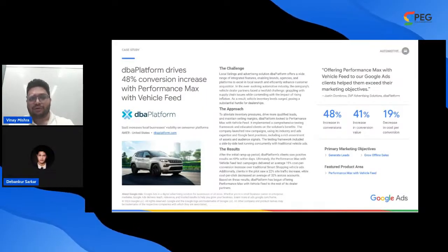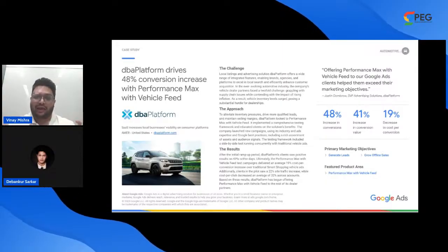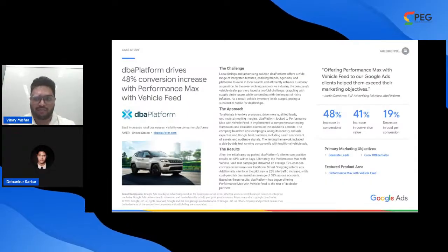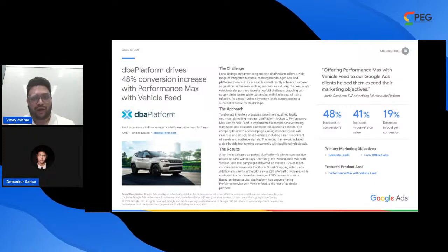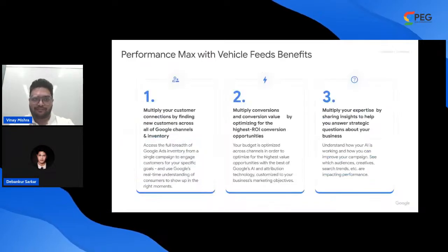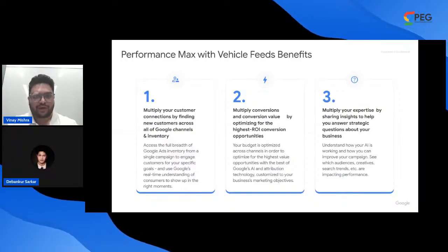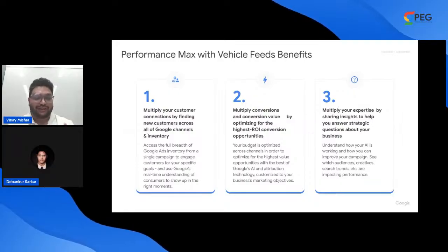So this will probably give you an idea of how Performance Max with vehicle feeds uses AI and machine learning together to help you find users at the right time who are actively researching cars, who are planning to buy a used car, or at the same time who are planning to buy a new car, right? So when we're talking about Performance Max with vehicle feeds, there are three pillars that you have to make sure are set right.